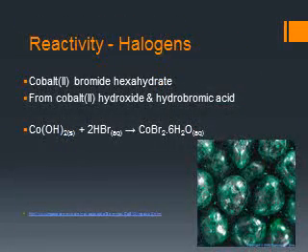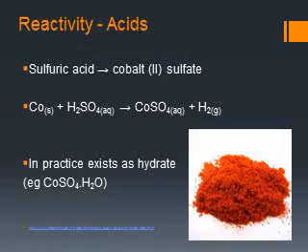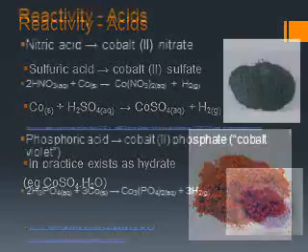When reacted with hydrobromic acid, a vivid green product is produced. It is cobalt-2 bromide hexahydrate. It reacts with dilute sulfuric acid to form cobalt-2 sulfate. The hydrate is a red color.